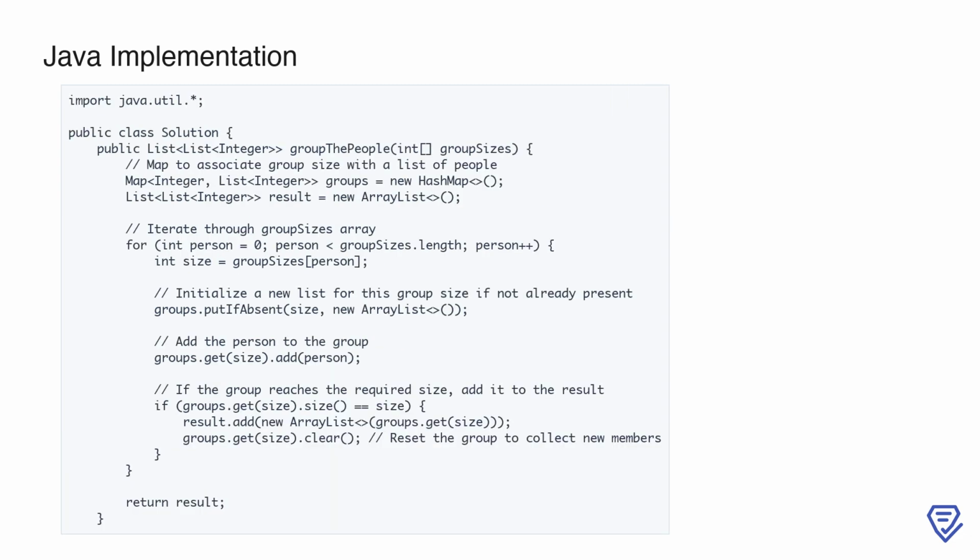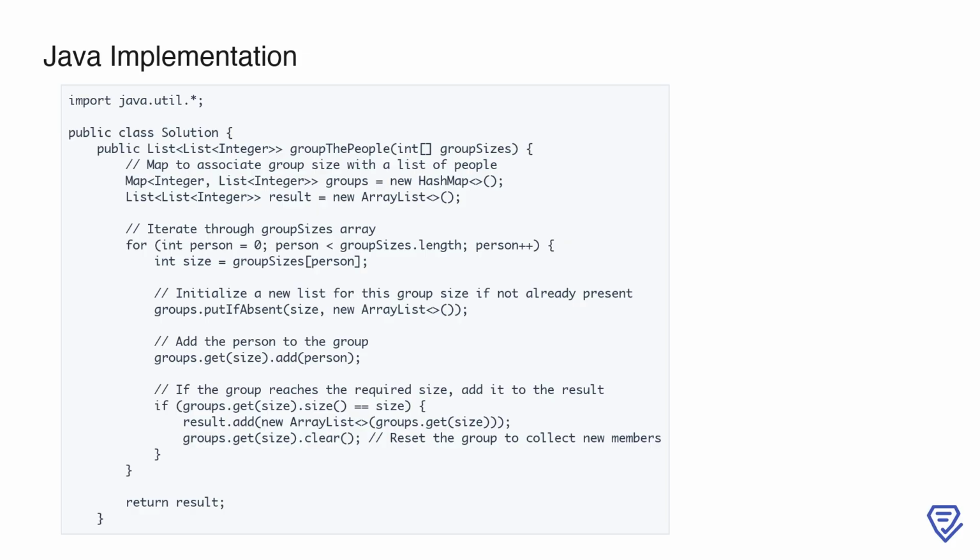Here, we start by importing the necessary Java utilities, like HashMap and ArrayList, which will help us manage and group the data. Inside the Solution class, we define the method groupThePeople, which takes an array of integers called groupSizes. This array represents the group size each person belongs to, where the index in the array corresponds to the person. First, we create a hash map called groups to map each group size to a list of people. This will help us organize people by their group size dynamically.